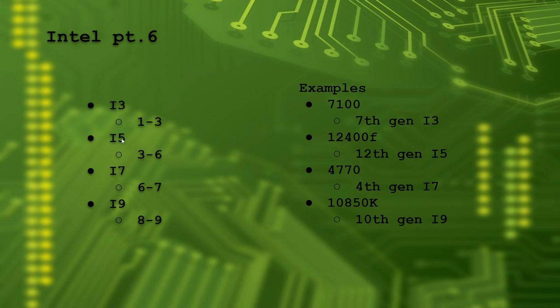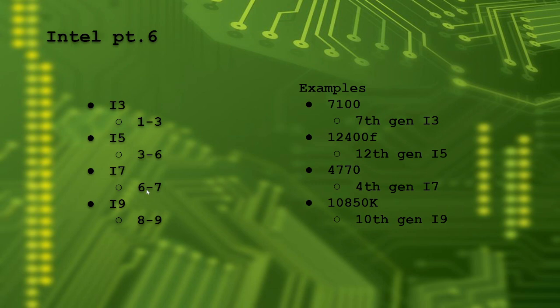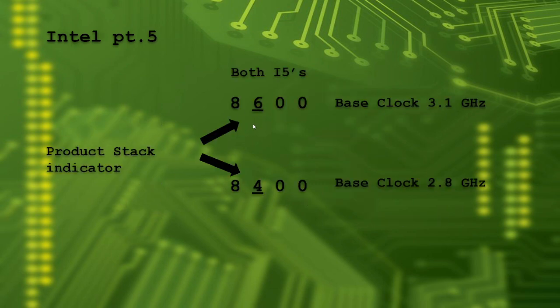These are the numbers that you will see for the product stack indicator. i3s will use a 1 to 3. i5s will use a 3 to 6. i7s a 6 to 7. And i9s an 8 to 9. This does not always hold true. There are rare standout cases, but for modern desktop CPUs, it's pretty simple.